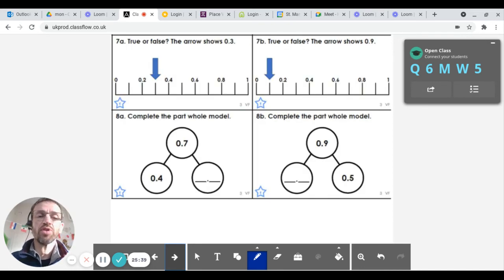Continuing with the spicy work, pause the video now. Note you've got questions 7A, 7B, 8A and 8B. Use those question numbers. Look, here's our part-whole model, 2 parts and the whole.